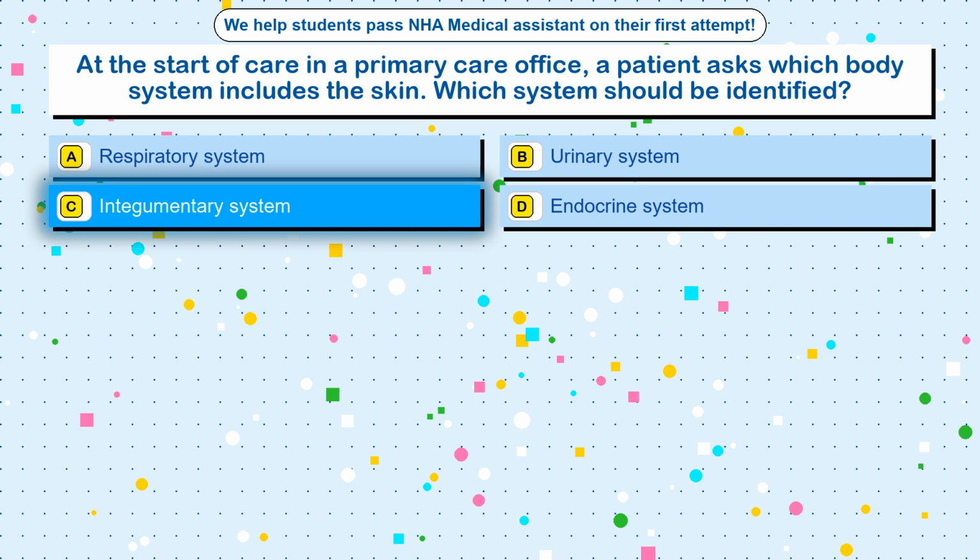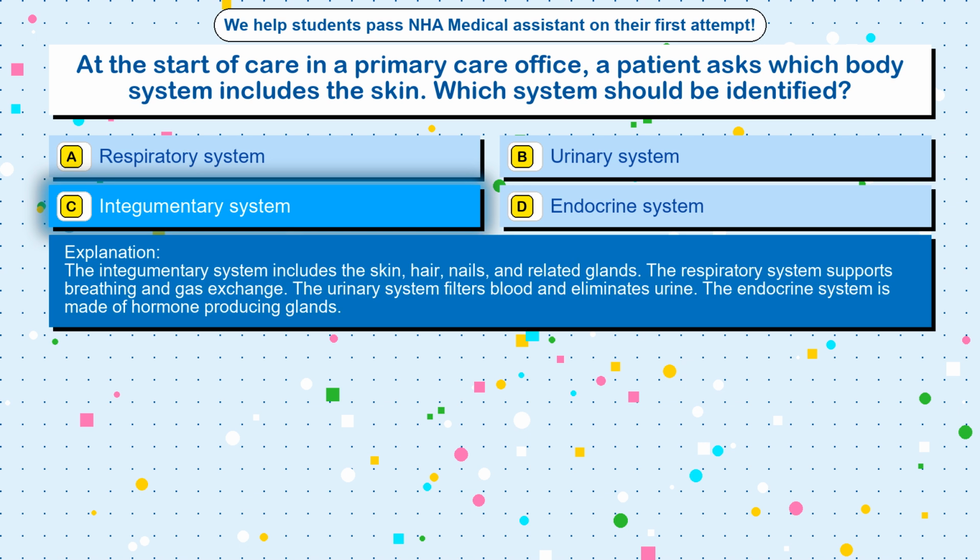Integumentary system. The integumentary system includes the skin, hair, nails, and related glands. The respiratory system supports breathing and gas exchange. The urinary system filters blood and eliminates urine. The endocrine system is made of hormone-producing glands.